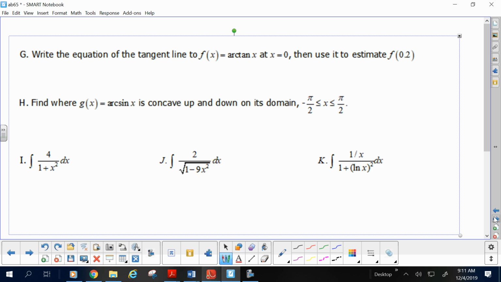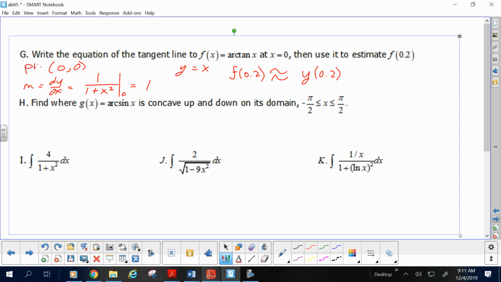Equation of a tangent line. I use the point 0, 0, and what is the arctangent of 0? 0. The slope comes from the derivative. The derivative of arctangent is 1 over 1 plus x squared, which at 0 is 1. Therefore, your equation is just straight up y equals x. F at 0.2 is then approximately the same as y at 0.2. And when x is 0.2, y is 0.2. So your estimate is 0.2.